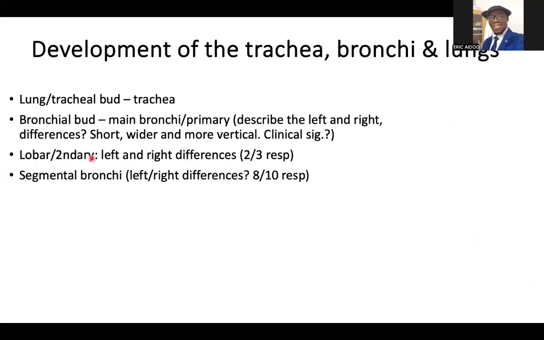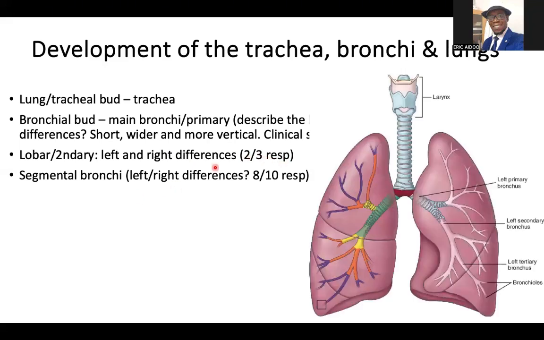Then you have the lobar or secondary bronchi. The left and right difference is obviously because these lobar or secondary bronchi enter the lobes. So the name lobar relates to lobes. So that will tell you that if you have two lobes, you are only going to have two lobar bronchi. If you have three lobes, you are going to have three lobar. That is why the left and right differences will be two lobar bronchi for the left and then three for the right respectively. Then you also have segmental bronchi, left and right. The differences you have between 8 to 9 for the left and then 10 for the right. So this is what we are trying to describe.